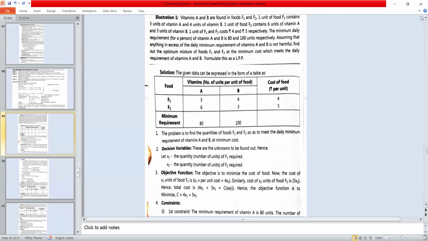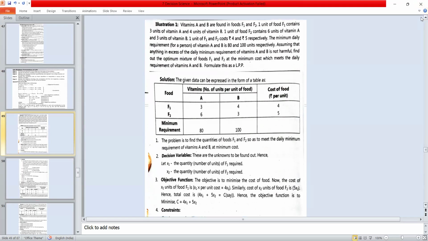One unit of F1 and 1 unit of F2 cost 4 and 5. So in front of F1, I'm writing 4, and in front of F2 in the cost third column, I'm writing 5. Okay, the minimum daily requirement of a person of vitamin A and B is 80. So in the third row, I am writing minimum requirement, which is 80 for A and 100 for B vitamin.